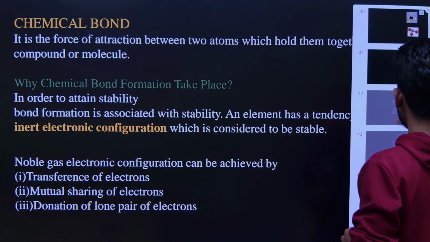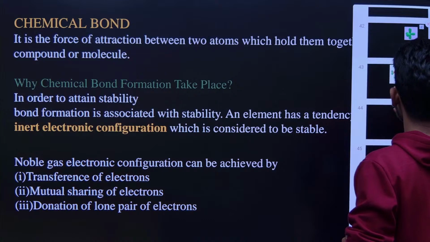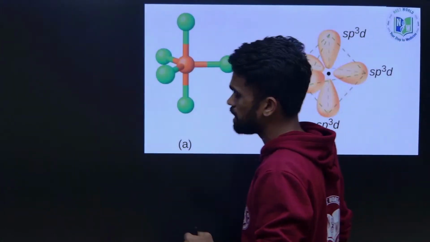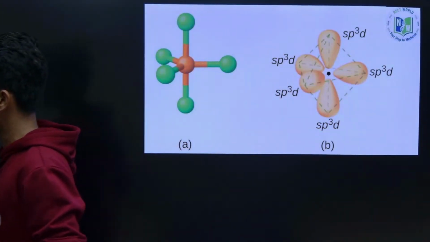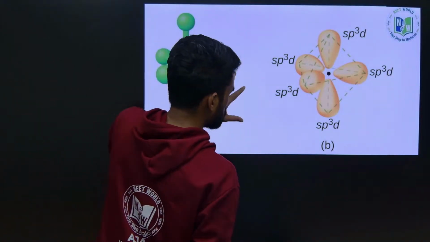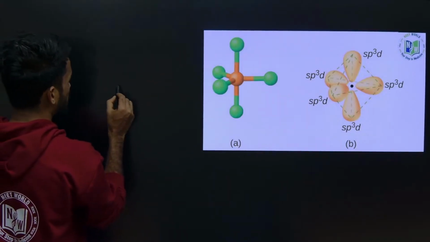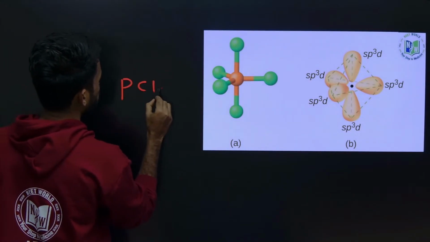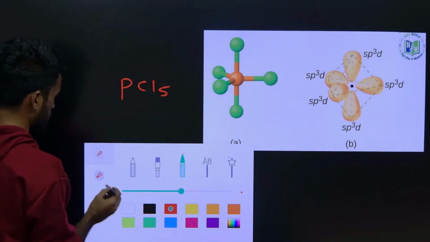Let me give you the content here first. In the last class I discussed up to sp3d hybridization, so let's continue with the same discussion. When do we get sp3d hybridization? In compounds like PCl5 or PF5.